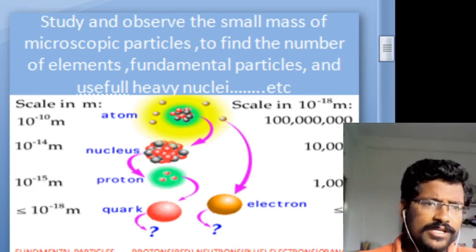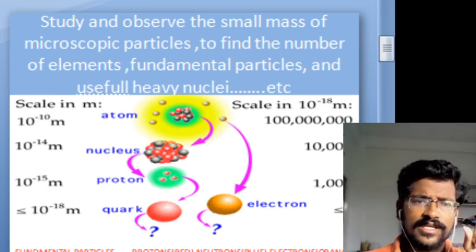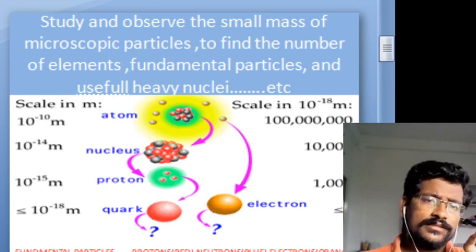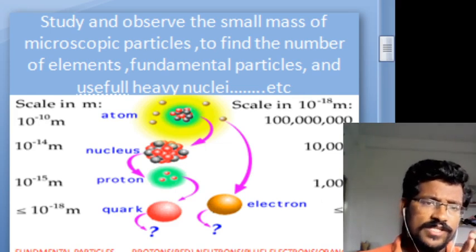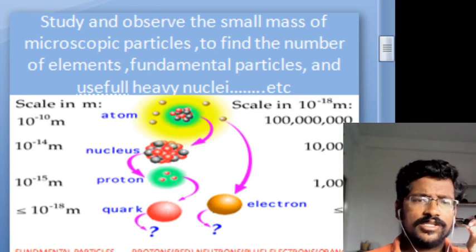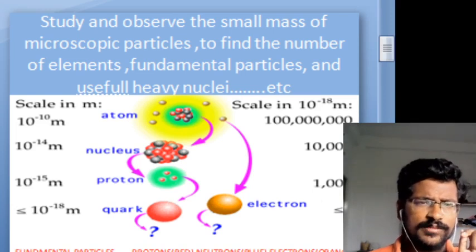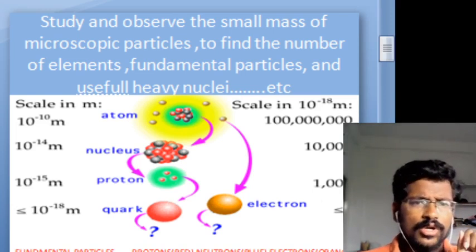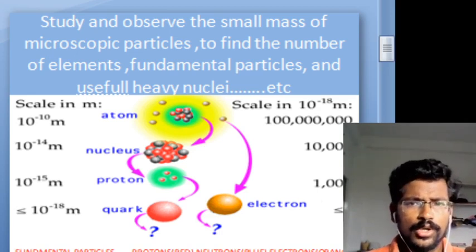We know the size of an atom is 10^-10 meter. The nucleus size is 10^-14 meter. The size of a proton in the nucleus is 10^-15 meters. There are also quarks, which are part of protons, and the quark size is 10^-8 meters. Now we clearly know the structure of the atom, on the inner part and outer part of the nucleus. Now we are going to isotopes.